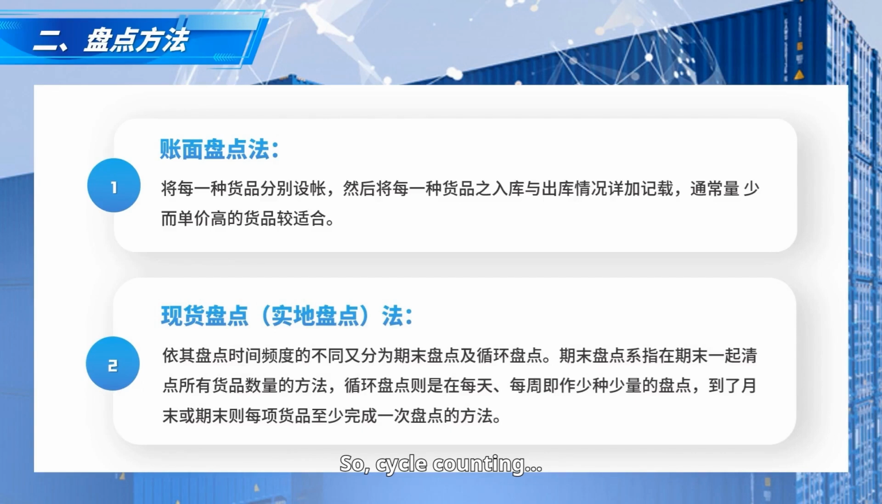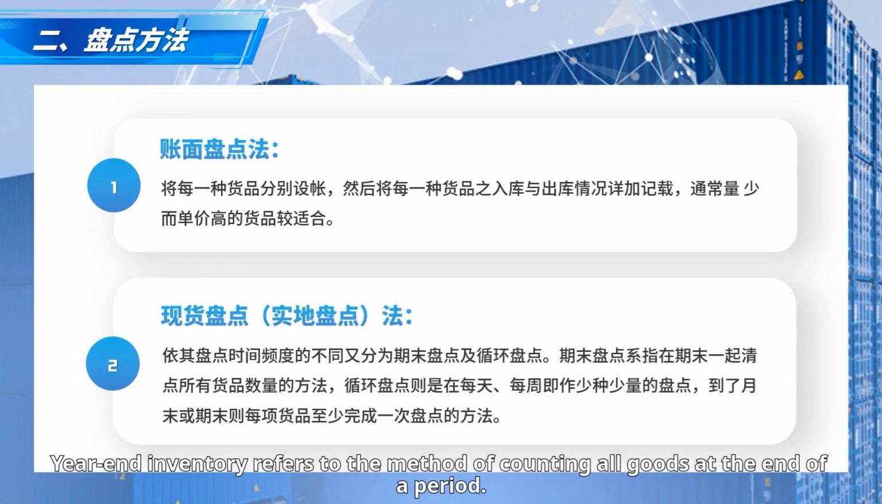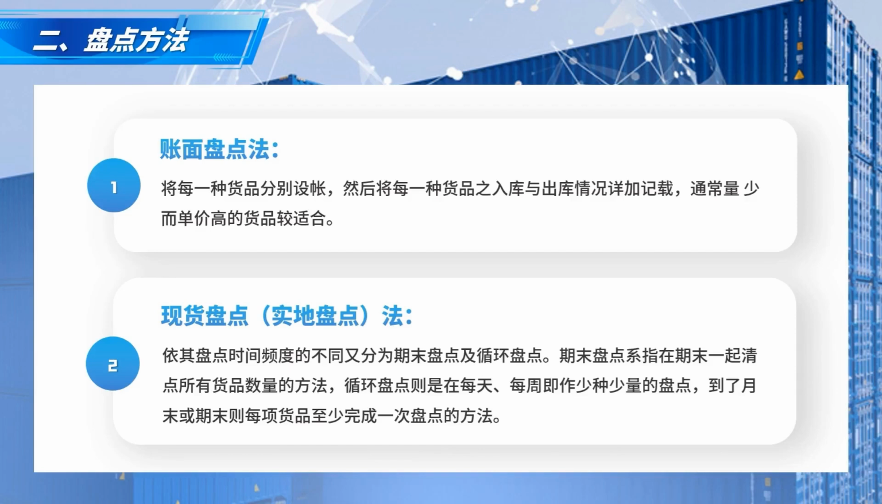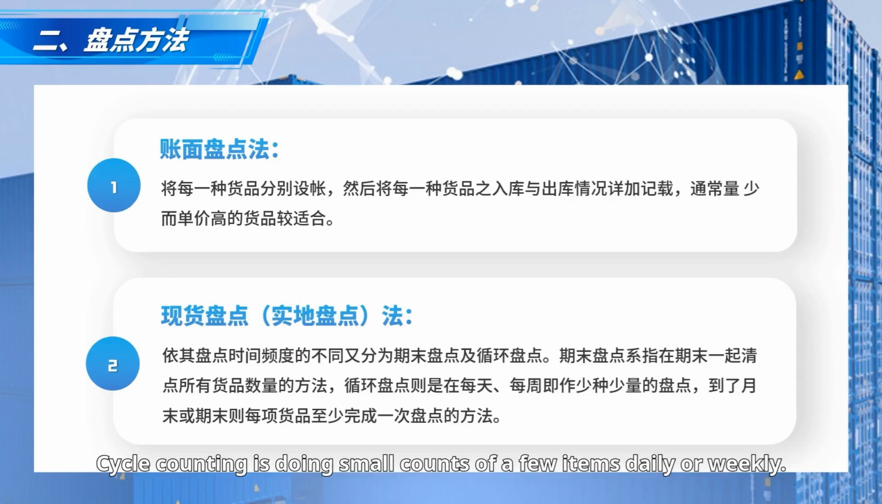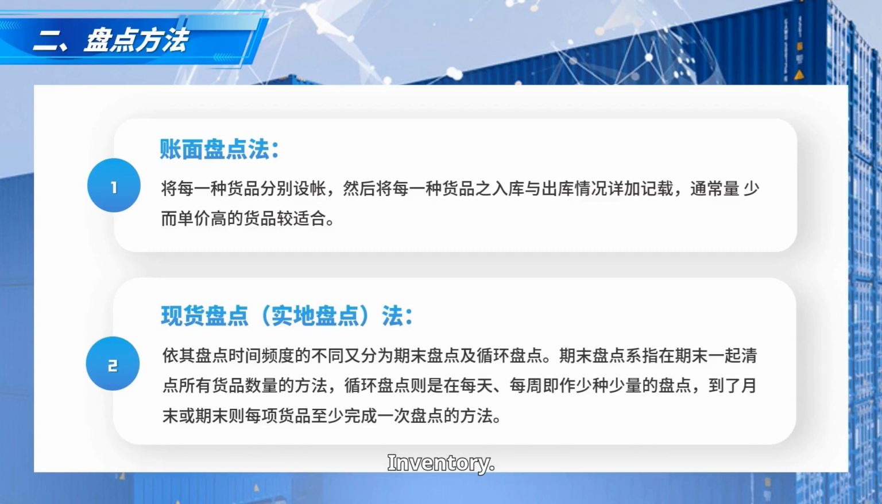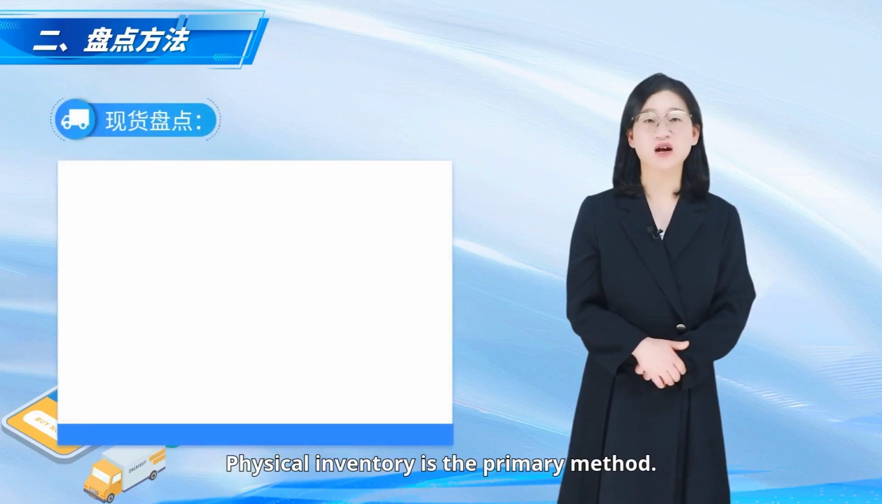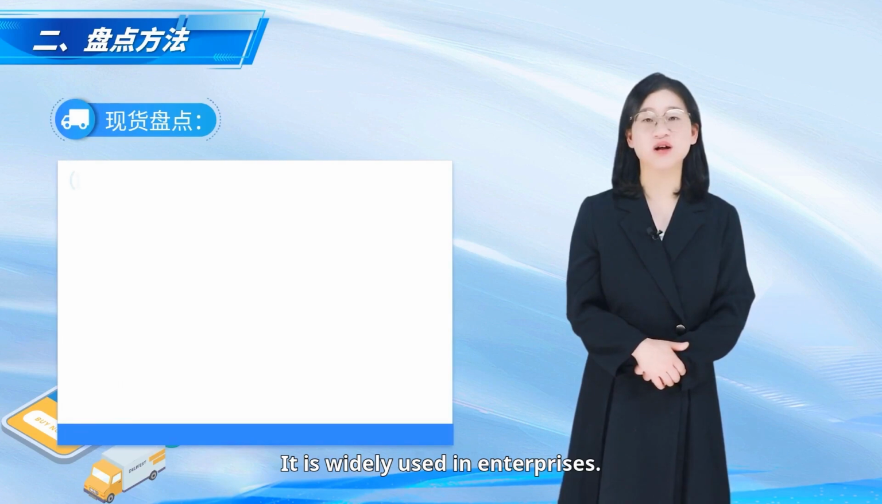So, cycle counting, as we mentioned earlier. Year-end inventory refers to the method of counting all goods at the end of a period. Cycle counting is doing small counts of a few items daily or weekly. By the end of the month or period, each item has been inventoried at least once. Physical inventory is the primary method. It is widely used in enterprises.